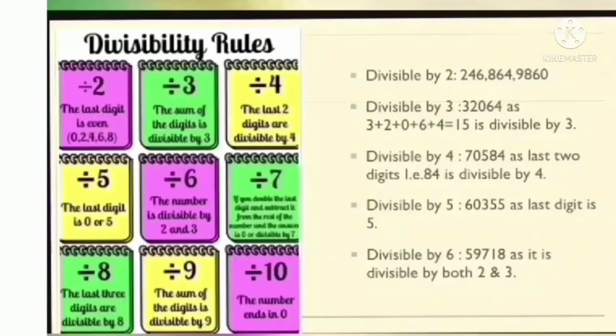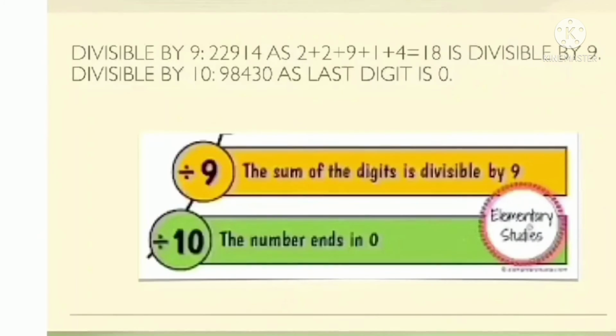Divisibility by 5. In this, last digit should be 0 or 5. Divisibility by 6. For this, we are to check whether the number is divisible by 2 or 3. If the number is divisible by 2 and 3 both, then the number will be divisible by 6. For divisibility rule of 9, the sum of the digits in a number should be multiple of 9. And for 10, the number should end at 0.